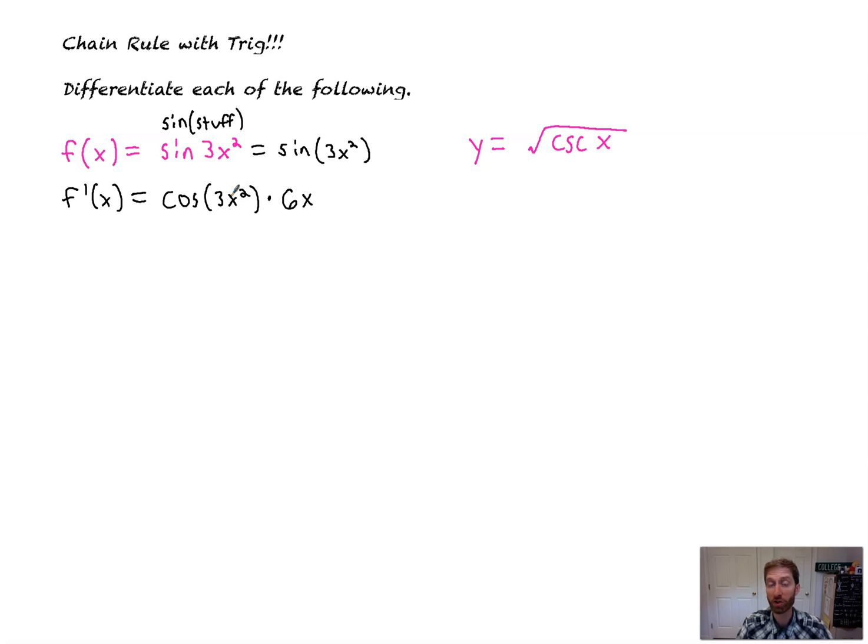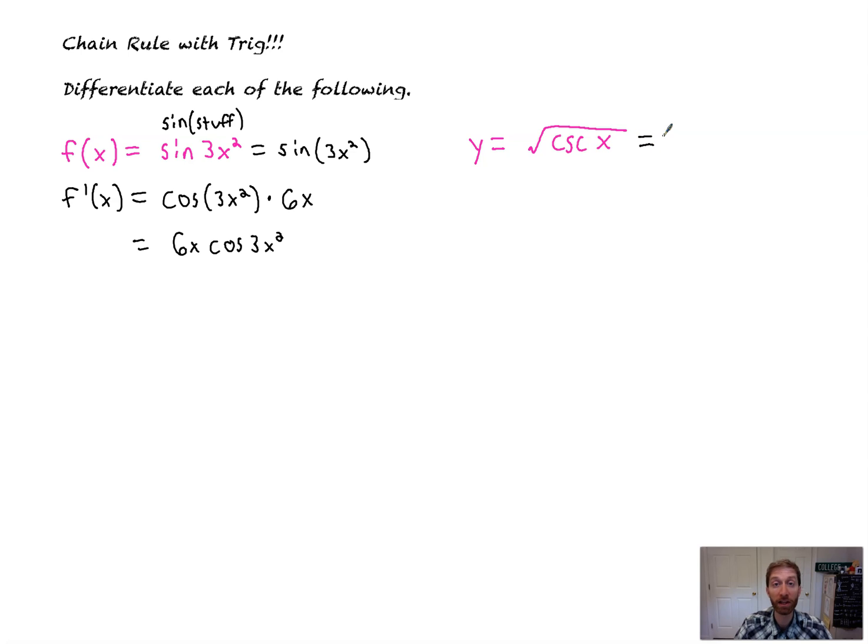And the derivative of 3x squared is 6x. We rewrite that as 6x cosine of 3x squared. Never, ever multiply this by that, because this is no longer a part of that angle. So very, very important. That's it. Let's go on to this one.